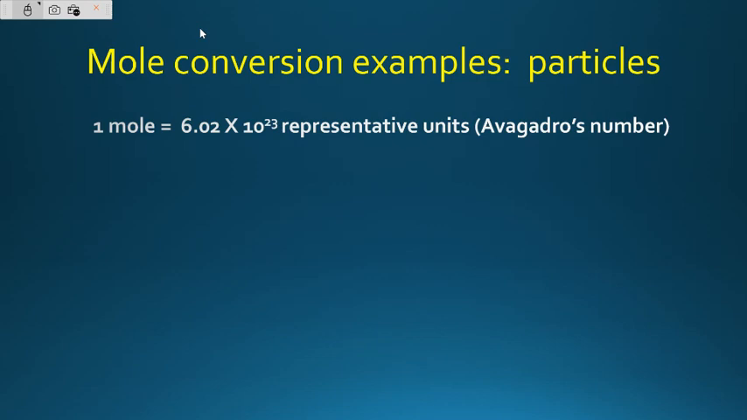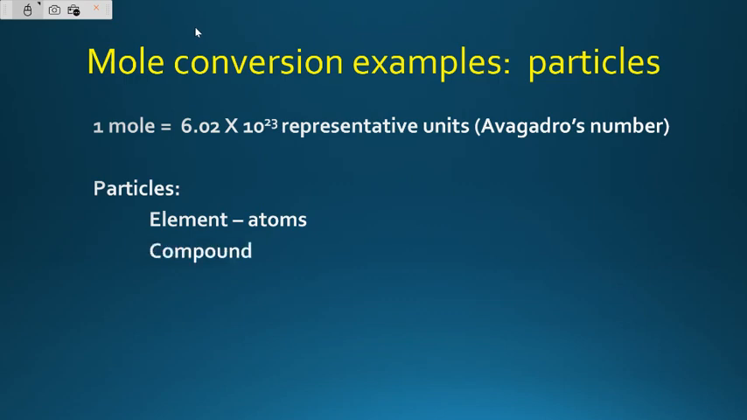1 mole of anything has 6.02 times 10 to the 23rd representative particles. That is a number you need to memorize. And so this is the question of how do we actually use it and implement it. Now, what we mean by particles, if it's a single element, we're talking about number of atoms.